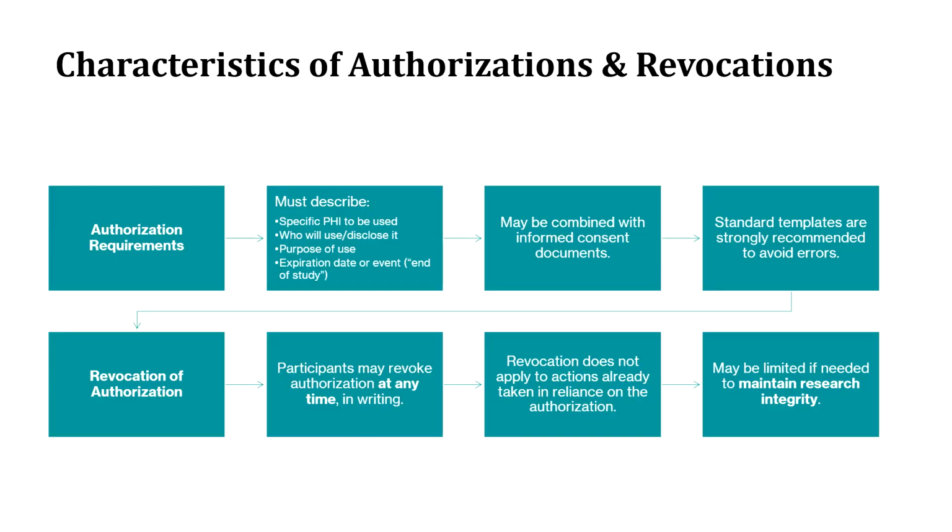When we use PHI for research and none of the exceptions apply, HIPAA requires a written authorization. That document needs to spell out exactly what information will be used, who's using or sharing it, and why. It also has to include an expiration date or event, such as end of study. Most places combine this with the informed consent form to keep things simple for participants.